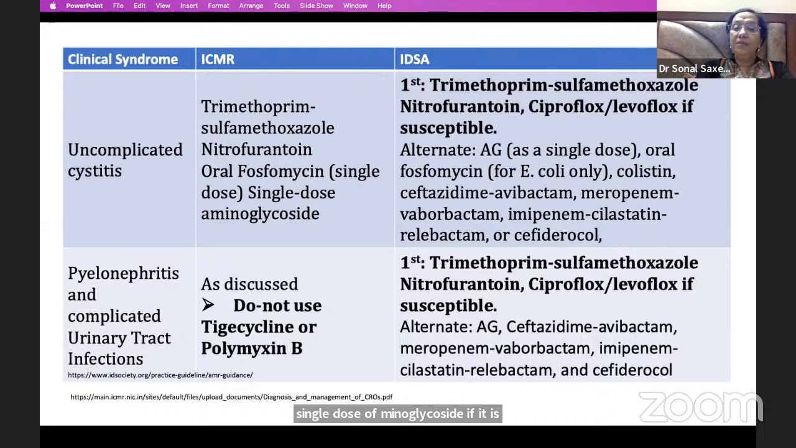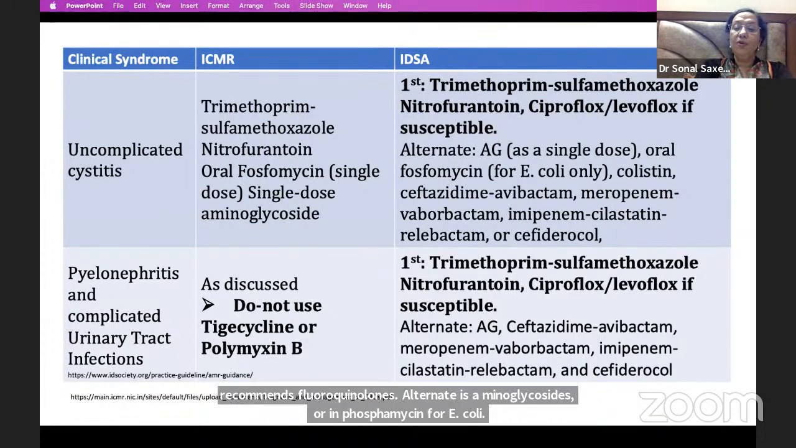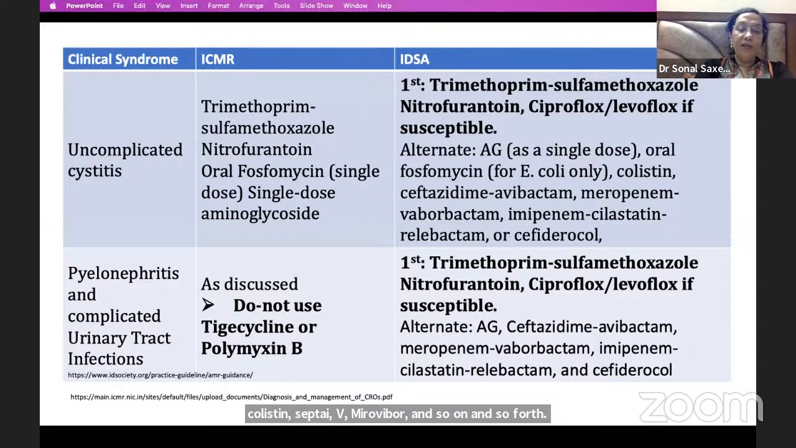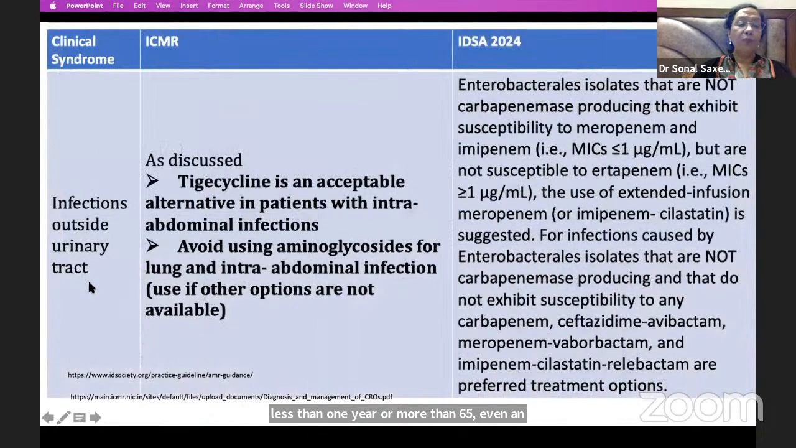IDSA recommends a similar kind of thing, but it also recommends fluoroquinolones. Alternates are aminoglycosides, oral fosfomycin for E. coli, colistin, ceftazidime-avibactam, meropenem-vaborbactam, and so on and so forth. If it is pyelonephritis or complicated, then you do not use tigecycline or polymyxin. The rest remains the same as above. Always remember that in patients who are less than 1 year or more than 65, even an uncomplicated cystitis may behave like a complicated UTI.